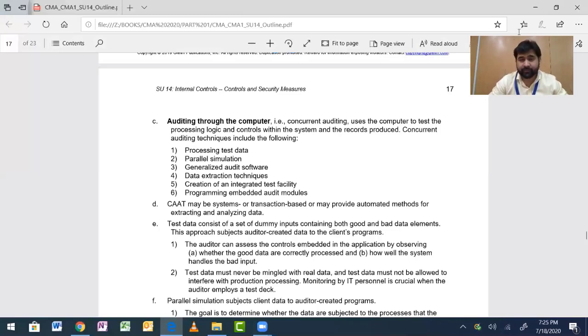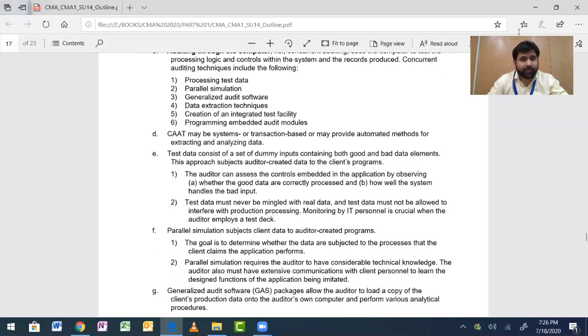Generalized audit software, for example Tally, I think is a generalized audit software kind of thing, fine. In this case, what is happening is that it's not company specific, it's a generalized kind of thing. Okay, then we have data extraction and all these techniques, how you are going to extract the data, programming embedded audit modules, fine.